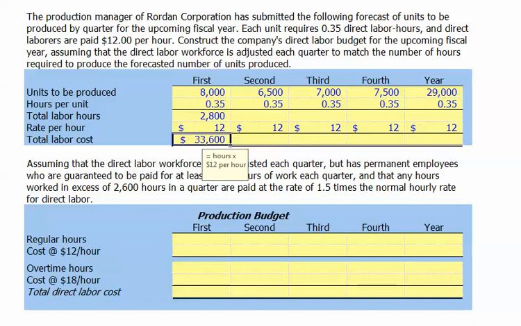For the second quarter, our total labor hours will be 2,275. That's the 6,500 units times 0.35 hours per unit. And our total labor cost will be $27,300, which is the 2,275 hours times $12 per hour.